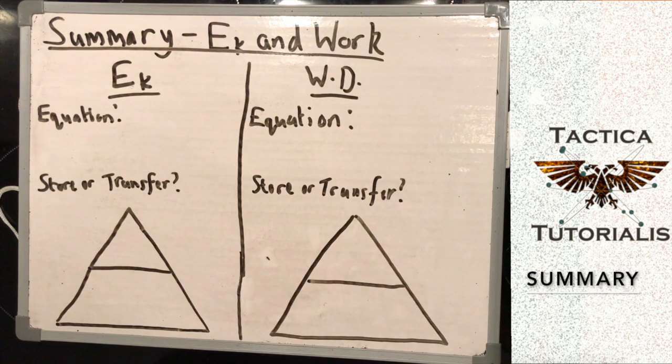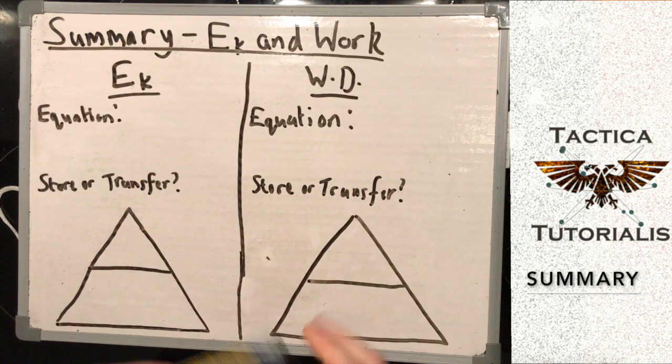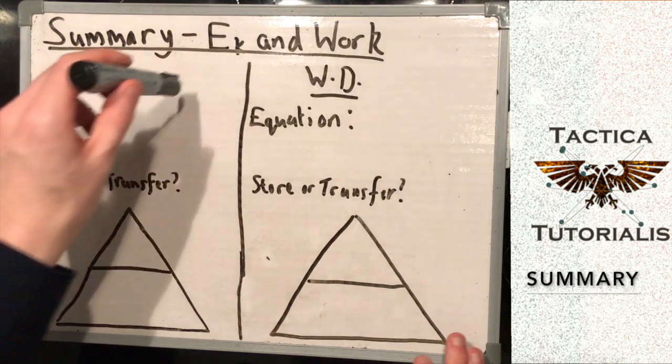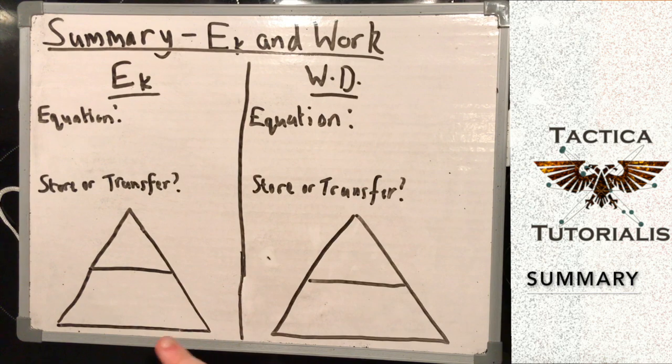So, split your board or your page or your document into a little table on 2 sides. Obviously, it'd be a bit tricky if you're doing this in a Word document, but there are 3 little challenges for you to do to finish off the lesson. On one side, I have kinetic energy. On the other side, I have work done.